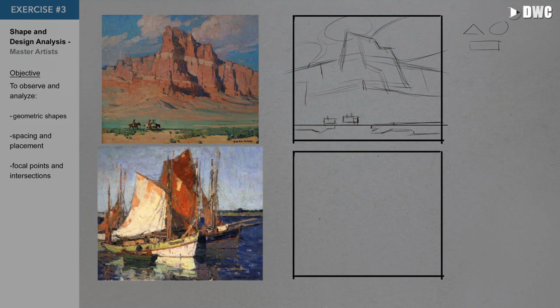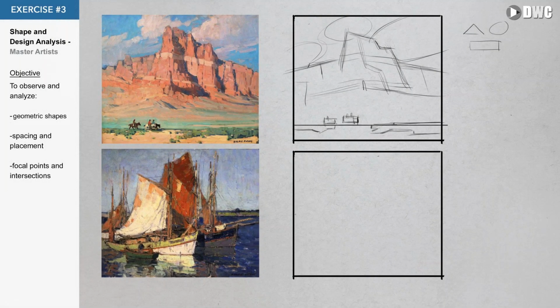Let's look at the bottom one, the sailboats here. What's obvious? Well, there's an obvious horizon line. That's a rectangle. Let's see, obvious triangles. Well, sails are triangular. They have straight edges in them. Obvious circles? No obvious circles here. Really not many curved shapes at all. The sails have curves.